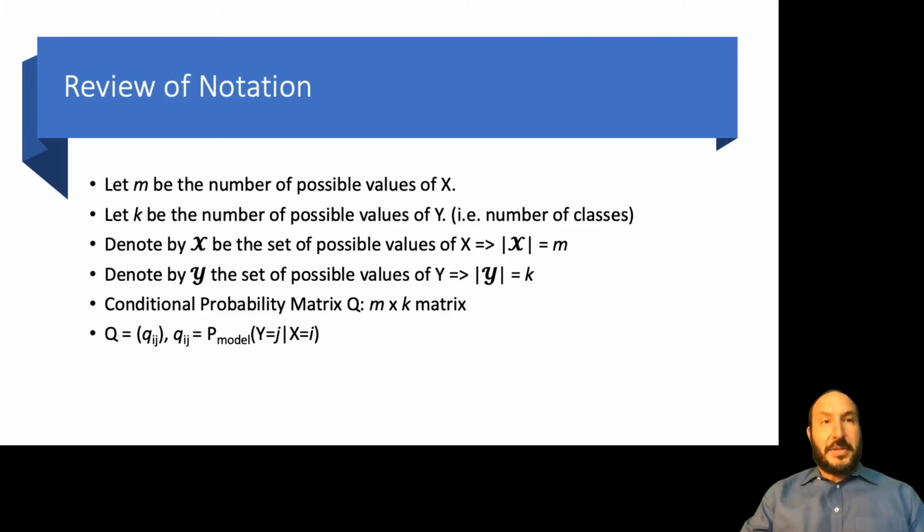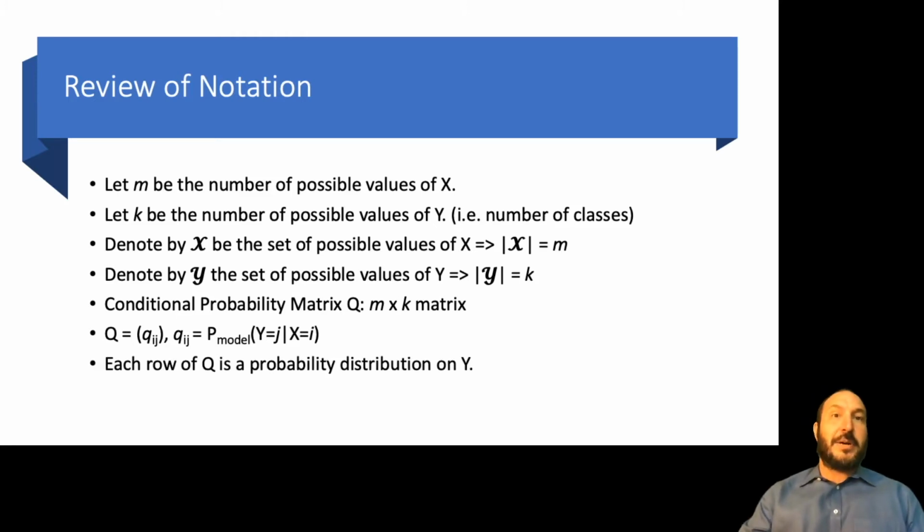And a particular entry in this matrix, so that little qij, which is the number that's in the ith row and the jth column, is going to represent for our model, what's our model's predicted probability that Y equals j given X equals i. So another way to think about that is each row is a probability distribution on Y. Each row is a set of numbers, which are probabilities, which sum to 1. And that represents the distribution of Y given the value of X.